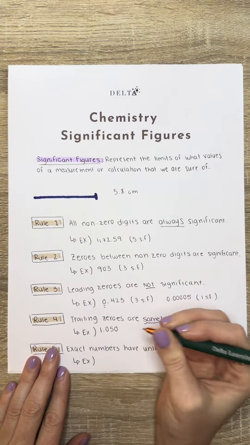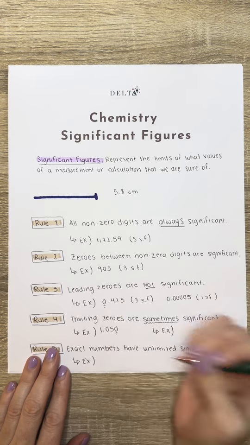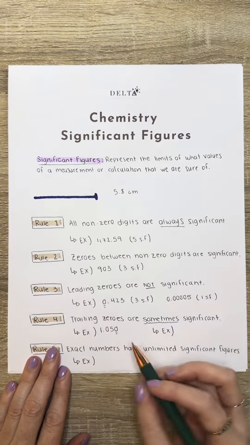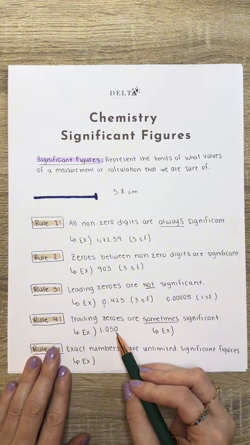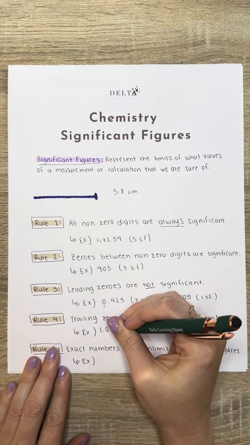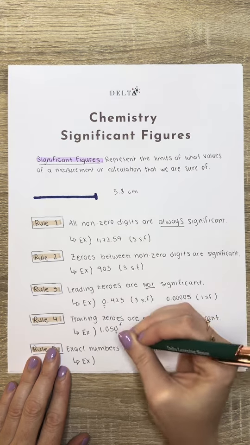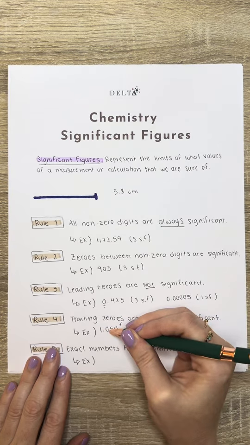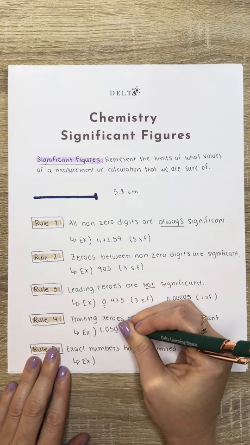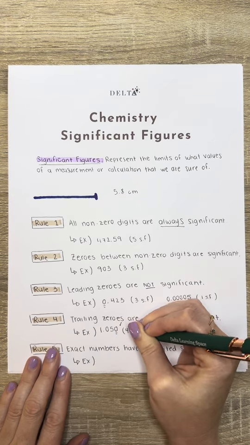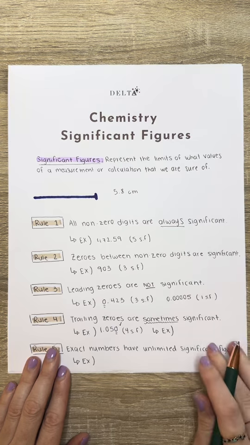In our example 1.050, we have this zero that's to the right of the decimal, it's trailing, and that is going to be a case where it is significant. And so when we have zeros that are trailing to the right, they are significant. So here we are going to have our non-zeros as significant, our zero in between, and our trailing zero, leaving us with 4 total significant figures for this one.